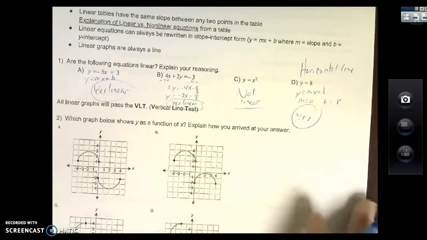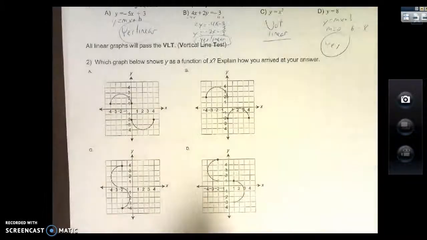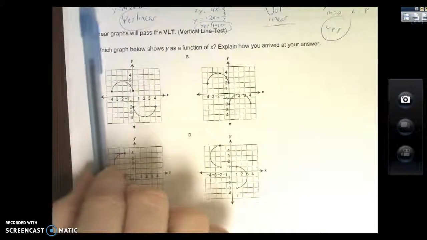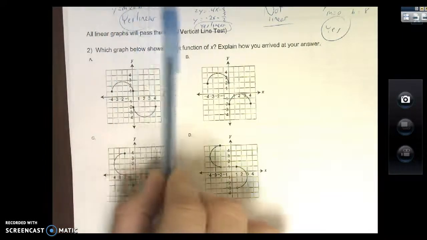All linear graphs will pass the vertical line test. You guys have seen this before as well, VLT. Okay, it's not just a delicious sandwich. Take your pen, or pencil, and throw it down, going left to right. It needs to only ever hit 1 point.